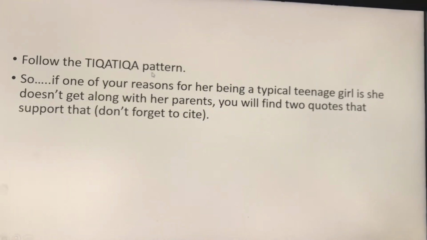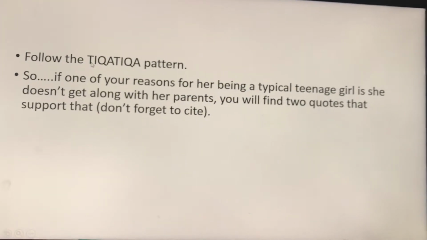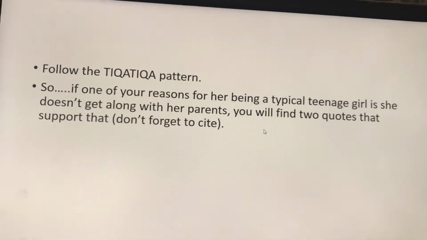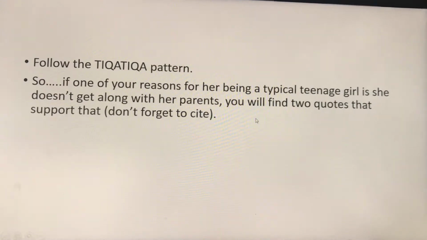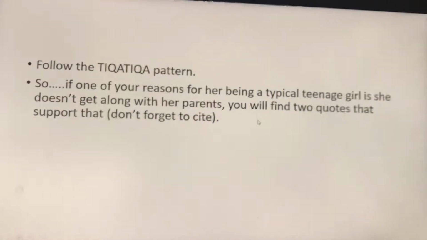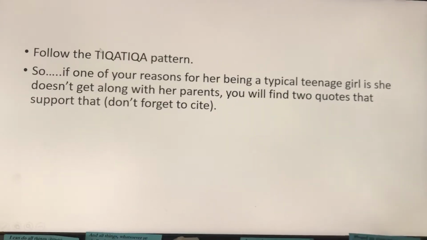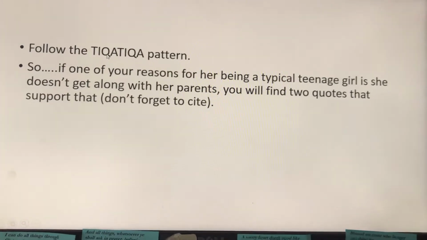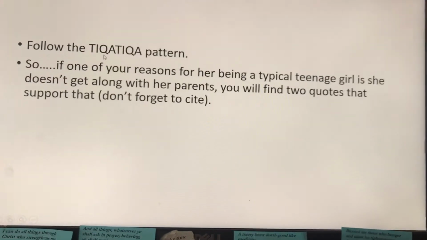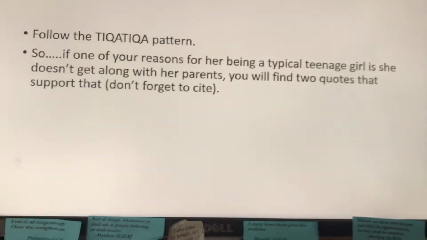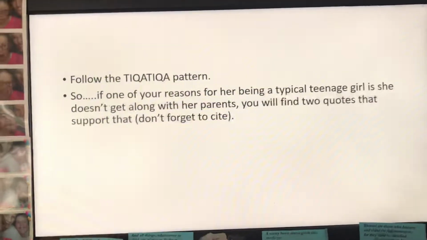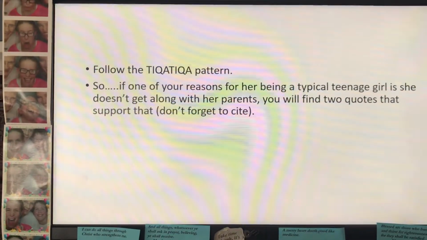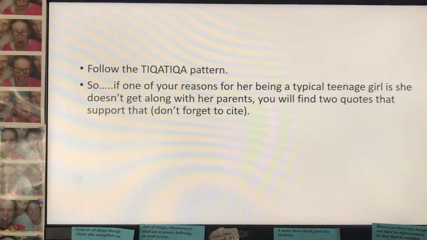Okay, so in the TIKWA pattern, of course, you have your topic sentence. So I could say, one reason Connie is a typical teenage girl is that she doesn't get along with her parents, period. And then everything in that paragraph has to support her not getting along with her parents. So then I will have an introductory sentence that's going to introduce this quote. A quote that comes to mind is when she says about her mother, my mother makes me want to throw up all the time, or she just makes me want to throw up. So that would be a piece of evidence from the story that supports that she doesn't get along with her mom.